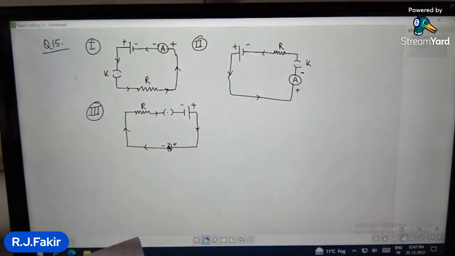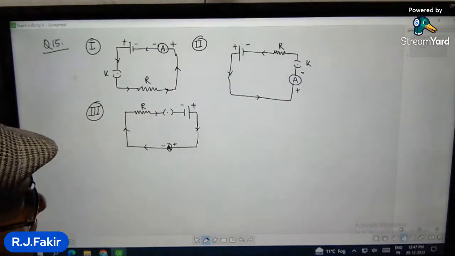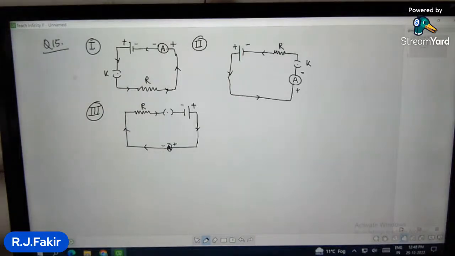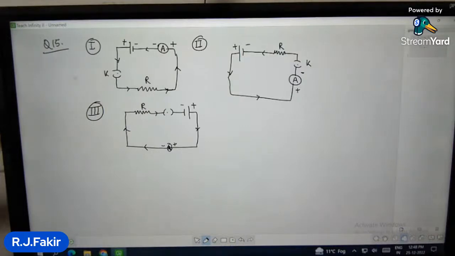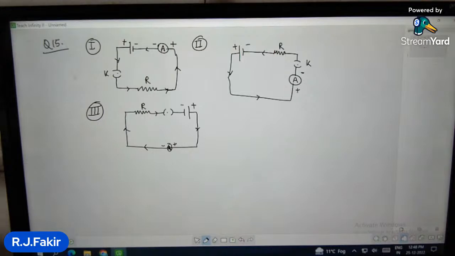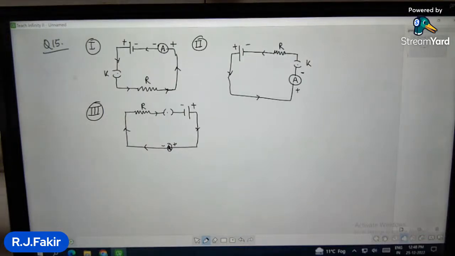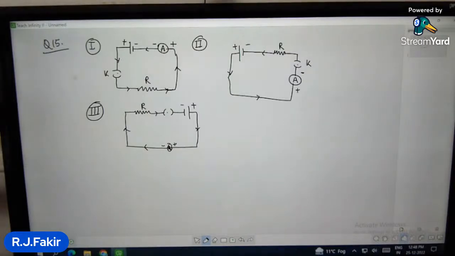Now these three arrangements are given to us, and the question is: the current recorded in the ammeter will be maximum in which case, or option D, it is the same in all the cases.